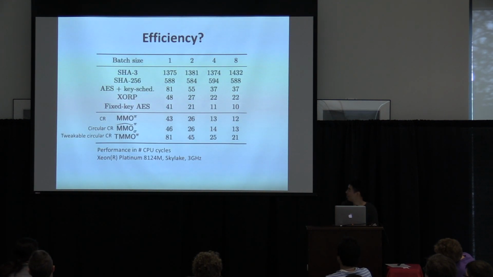Now, what about the efficiency? The top part of the table is the same as what I showed before. The new constructions are at the bottom. CR refers to correlation robust hash function. For them, we need 2 more cycles compared to the fixed-key AES. For the circular correlation robust one, where the key can also be XORed with the hash function, we just need 1 more cycle compared to the correlation robust. For the tweakable circular correlation robust, we need a little bit more, but this is understandable because we have 2 calls to pi.